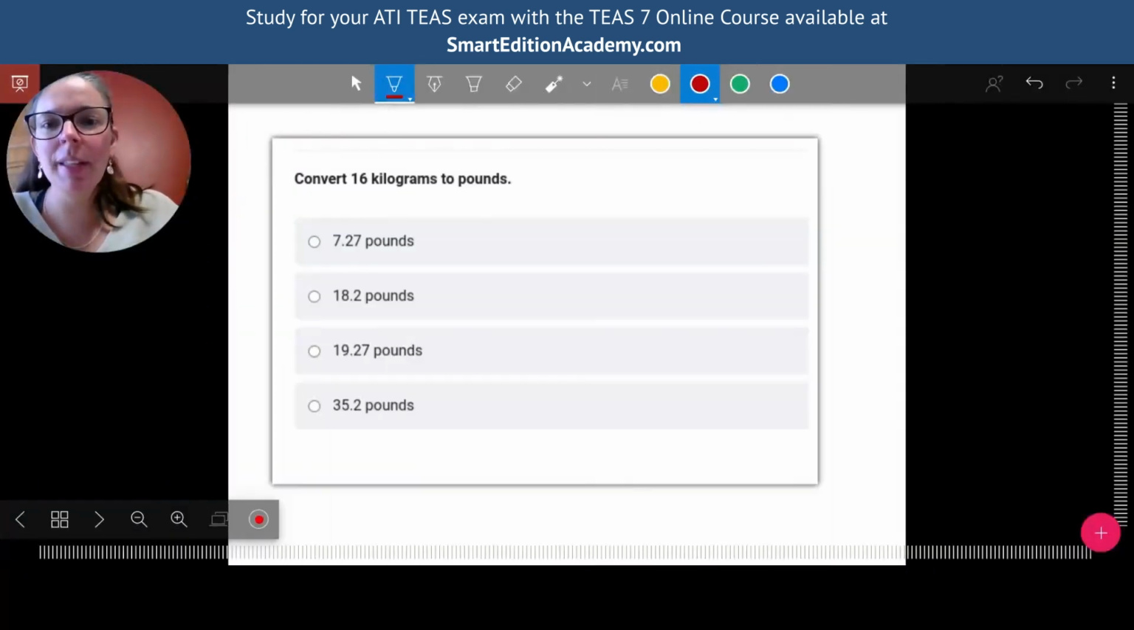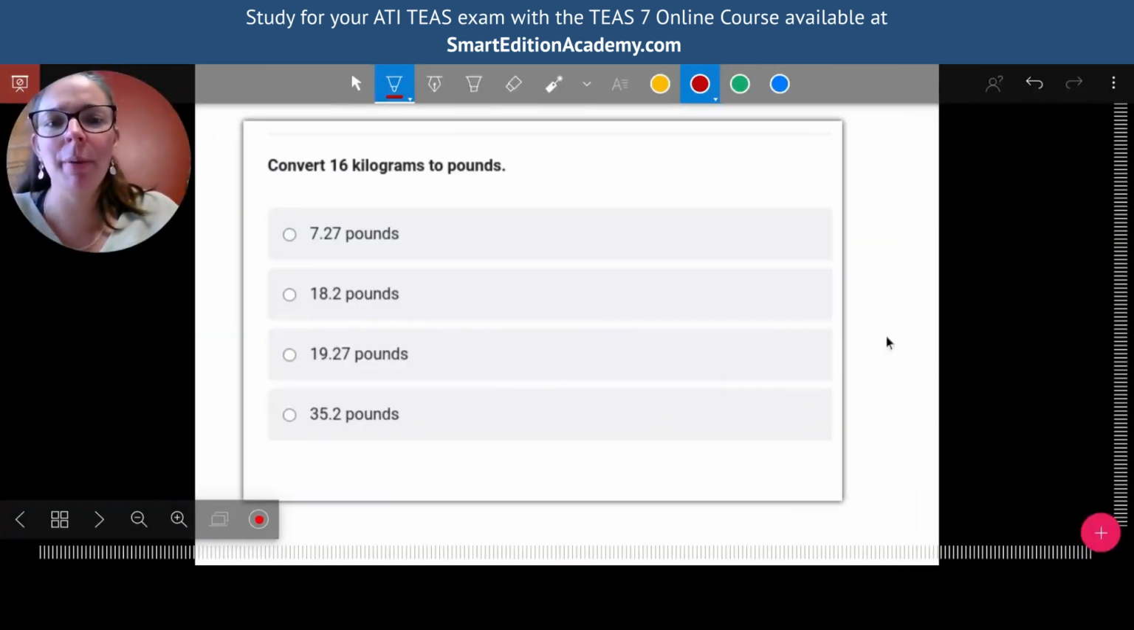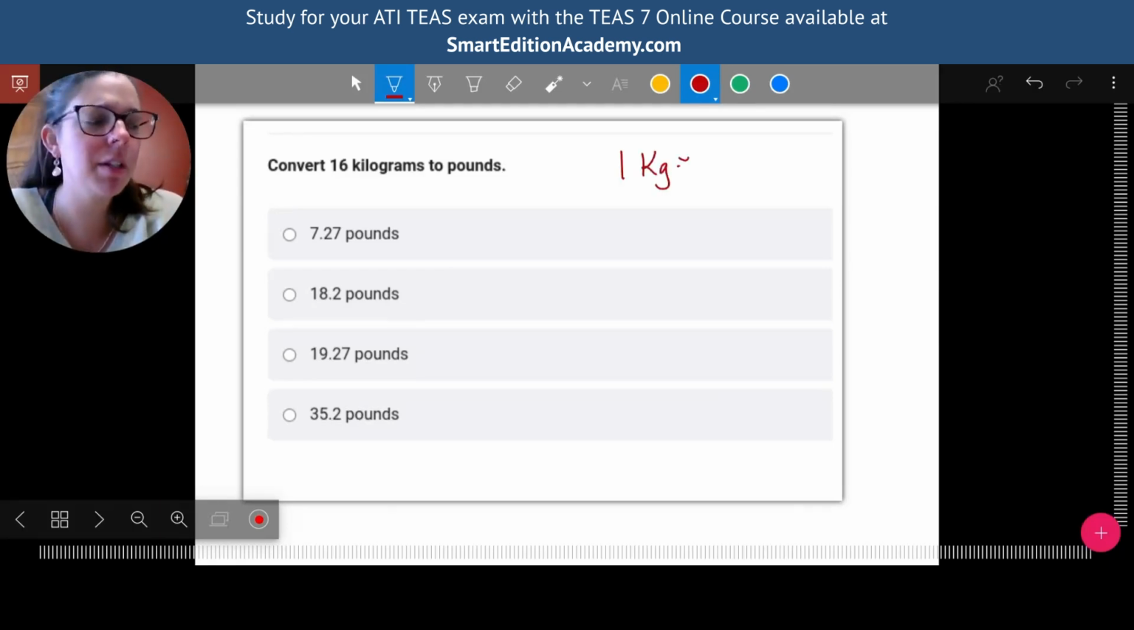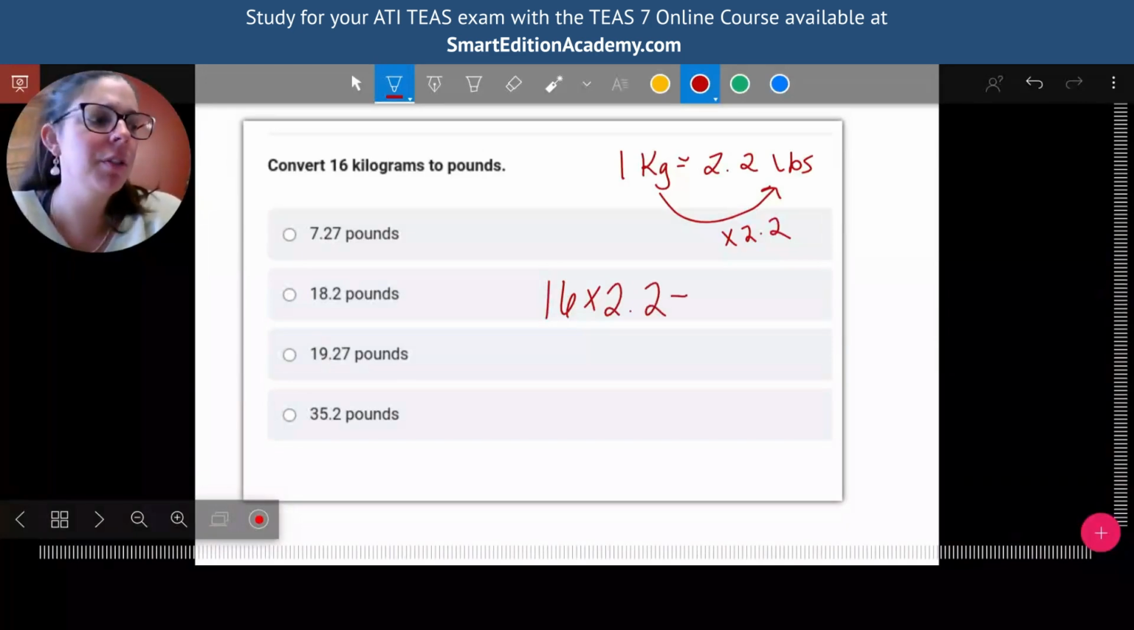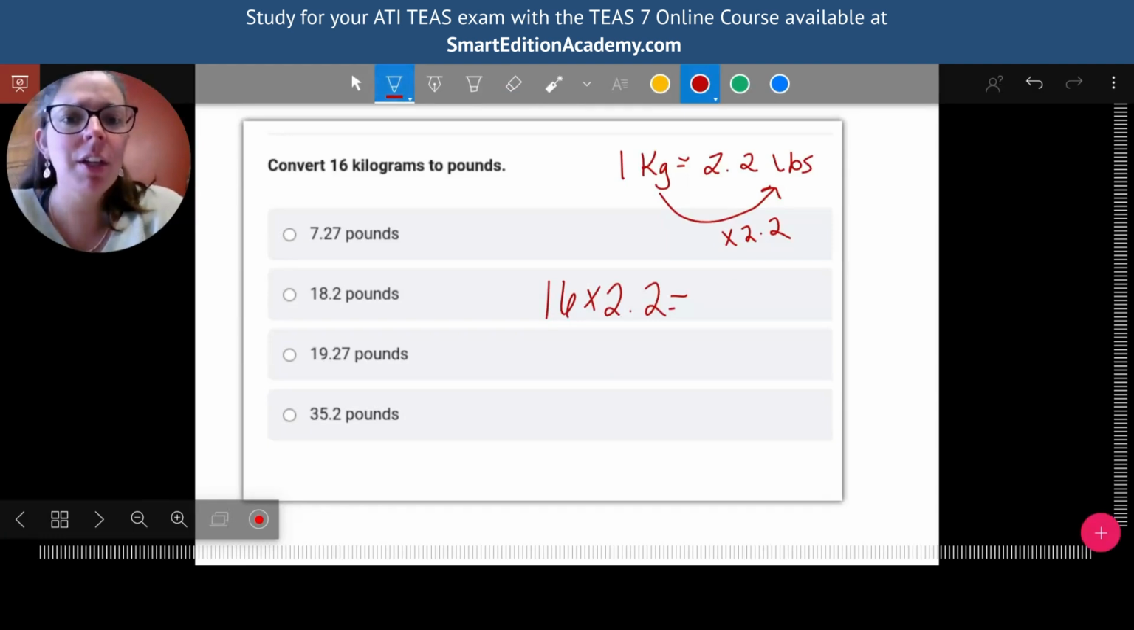All right, let's try some questions right from our Smart Edition practice tests. So let's convert 16 kilograms to pounds. What I need is the conversion. 1 kilogram is equal to 2.2 pounds. So to go from kilograms to pounds, I am multiplying by 2.2. So 16 times 2.2 should give me 20, nope, not 25, sorry, 35.2 pounds.